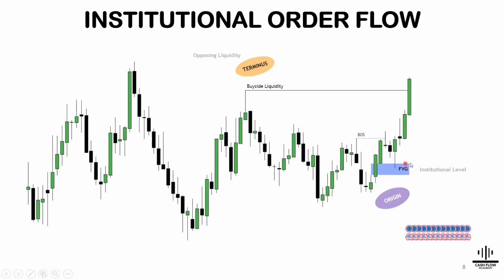Now, once price gets to an institutional level, like we see here, this is a weekly fair value gap, and we call this bullish. We want to go in buying every single day. All we want to be doing is buying till price gets to what? Terminus. Now, this could also be your terminus, this high here.